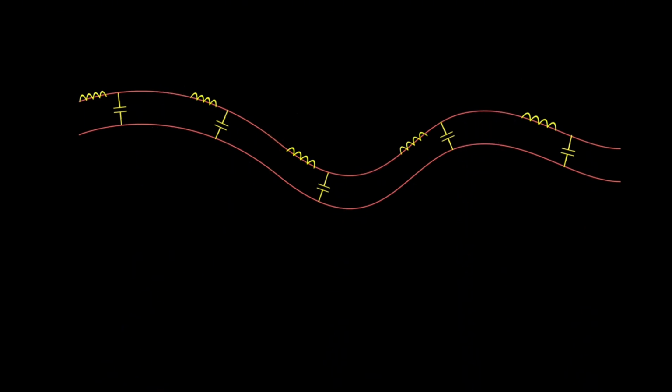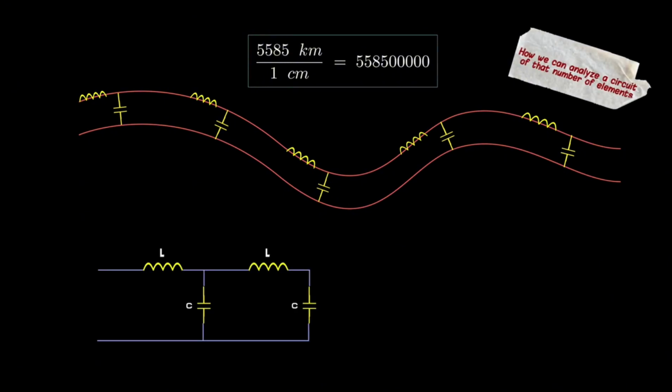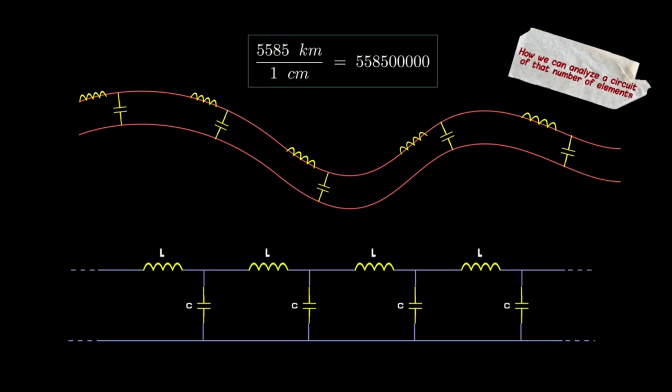And here comes the problem. For a 1 centimeter long section, we would need more than 500 million inductors and capacitors. Not even the most efficient simulator running on the most powerful computer can deal with that. So how did people solve this problem when the first transatlantic cable was laid out in 1857?